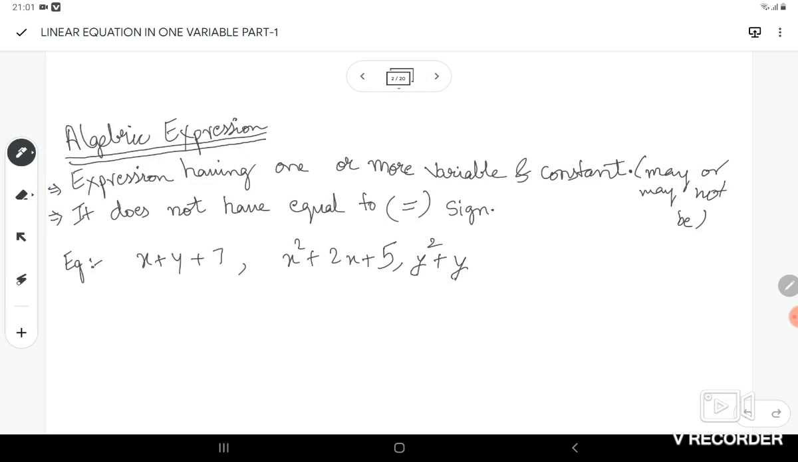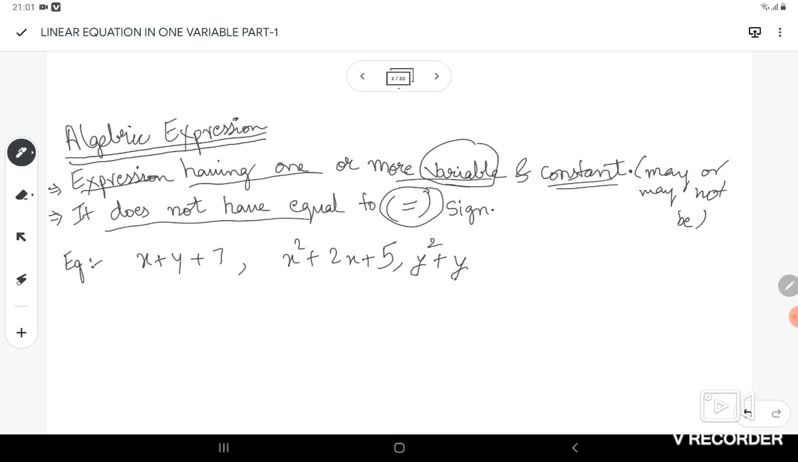So the first concept is algebraic expression. An algebraic expression is an expression having one or more variables and may contain one or more constants. And the expression does not have an equal to sign.